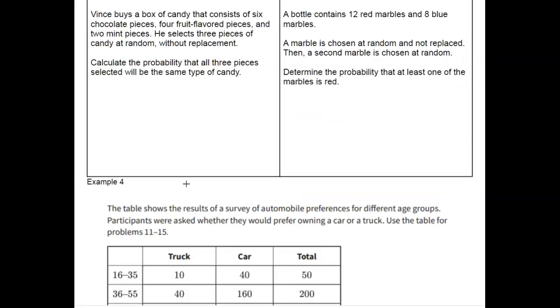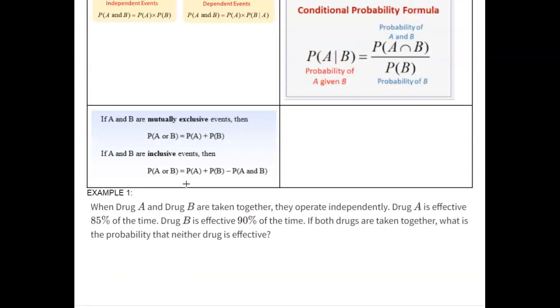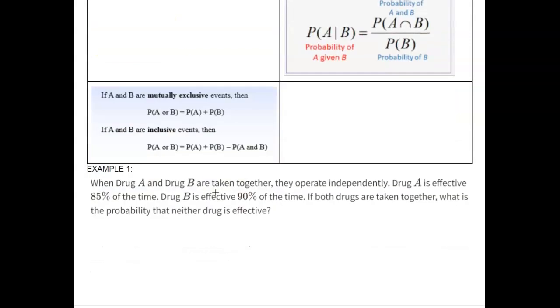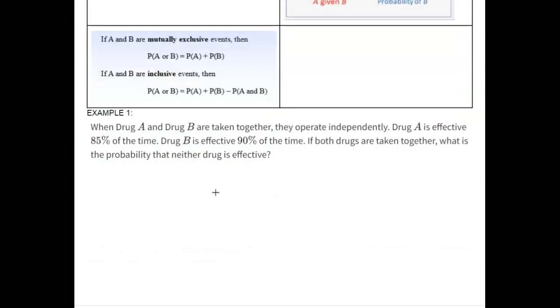Some have subparts. But just kind of to hit some problems that we might not have addressed prior, because there was just a lot of information in this unit. So example 1, it says when drug A and drug B are taken together, they operate independently. Drug A is effective 85% of the time. Drug B works 90% of the time. If both drugs are taken together, what is the probability that neither drug is effective?